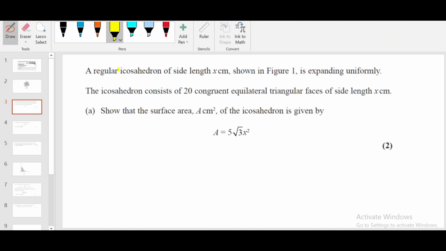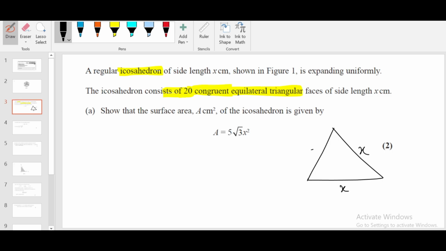An icosahedron is a shape consisting of 20 congruent equilateral triangles. Each face is an equilateral triangle. The length of the side of an equilateral triangle is x, so this is also x. Show that the surface area is given by this. You need to take the area of one side and multiply by 20.